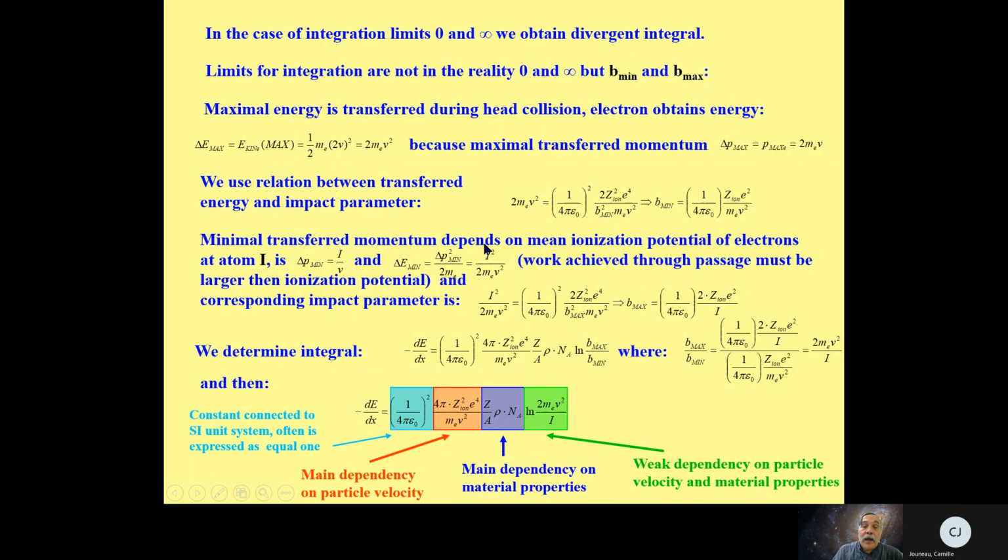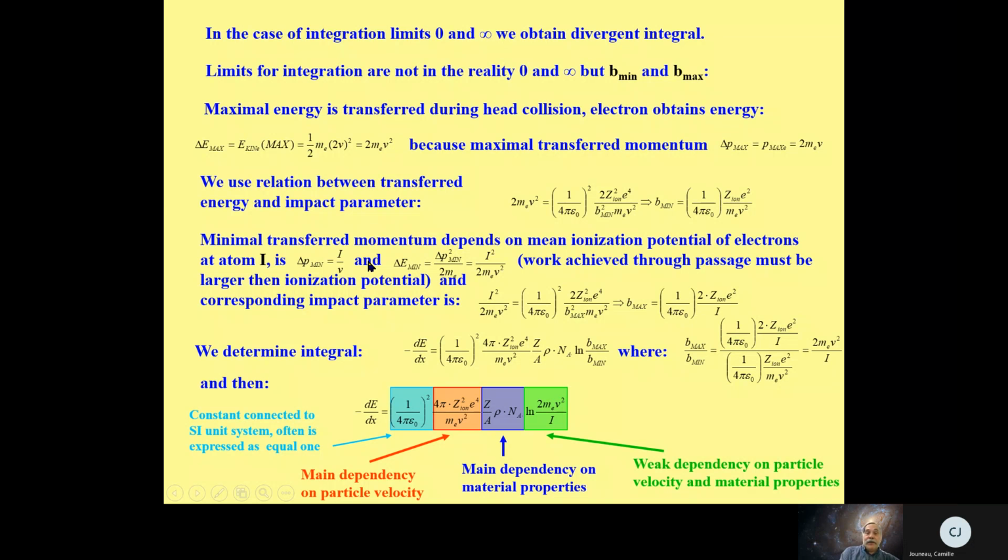Minimal transferred momenta depends on energy which is necessary for ionization. Because if the energy is smaller, that is, if this transferred momenta is smaller, it will not be possible to have ionization. That means if we know the mean ionization potential of electrons, which we named I, it's possible to calculate this momenta using velocity and this ionization potential.